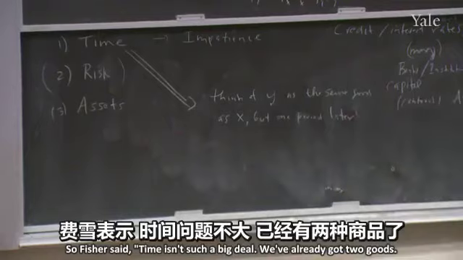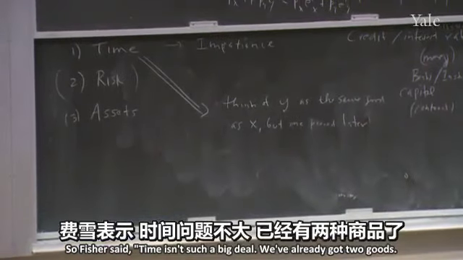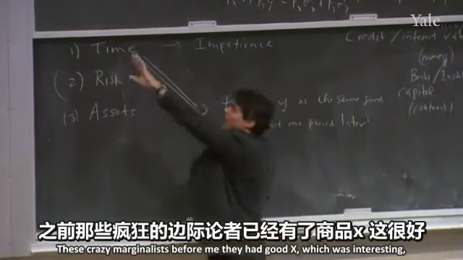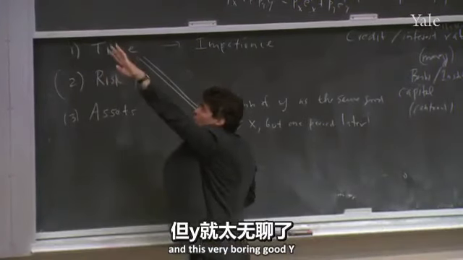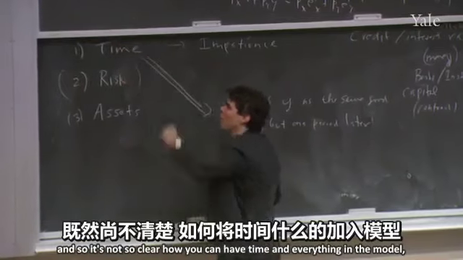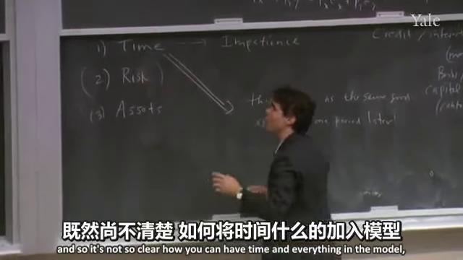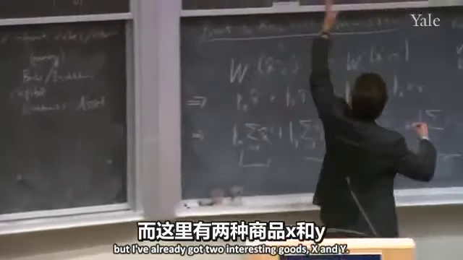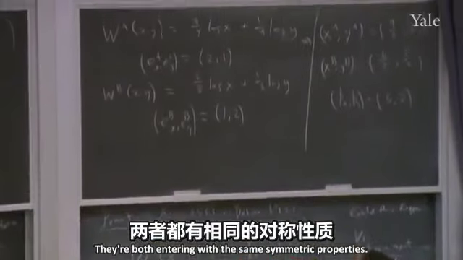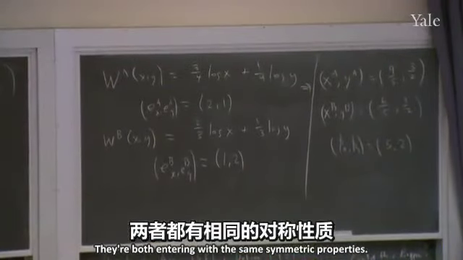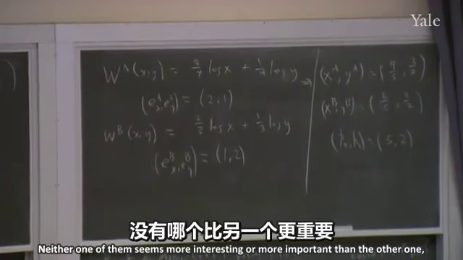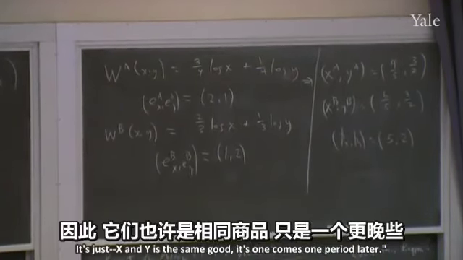So Fisher said, time isn't such a big deal. We've already got 2 goods. These crazy marginalists before me, they had good x, which was interesting, and this very boring good y. And so, it's not so clear how you can have time and everything in the model. But I've already got 2 interesting goods, x and y. They're both entering with the same symmetric properties. Neither one of them seems more interesting or more important than the other one. So in fact, maybe they're the same good. It's just x and y is the same good. It's one comes 1 period later.